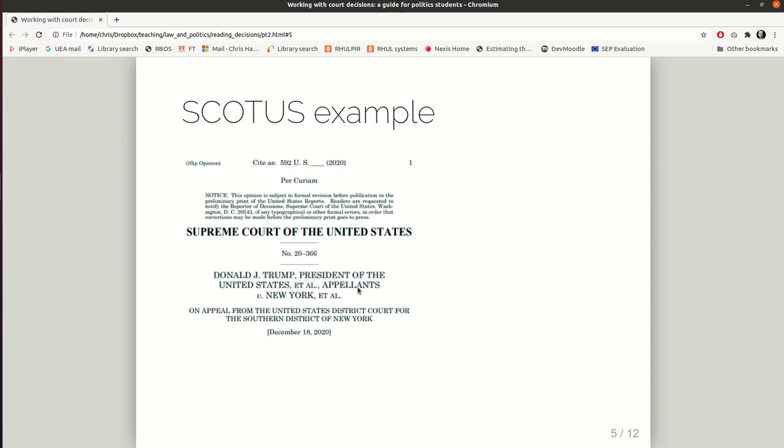If we're looking instead at the Supreme Court of the United States, we'd see something similar. Here, Donald Trump, in his capacity as president, is listed as the appellant against the state of New York. You'll see that there are two et al. references there, and we'd need to identify the full text of the decision to work out who those other parties involved were.